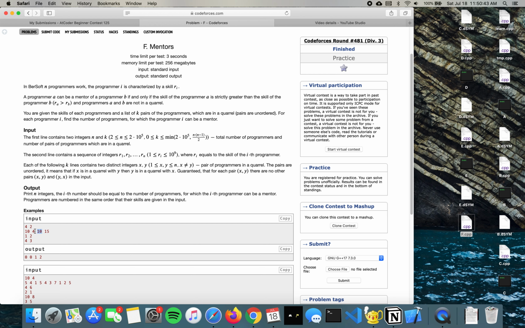Now this can be a mentor for 4 and they can work together. Therefore, this can have a maximum of 1 mentee. And this can be a mentor for all 3. However, 4 and 3 can't work together. So the maximum number of mentees the last person can have is 2.